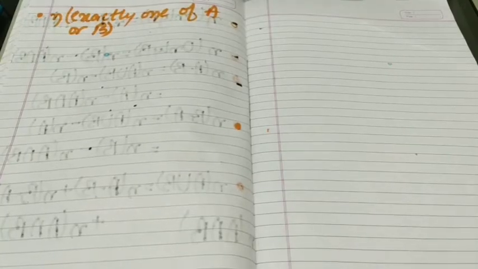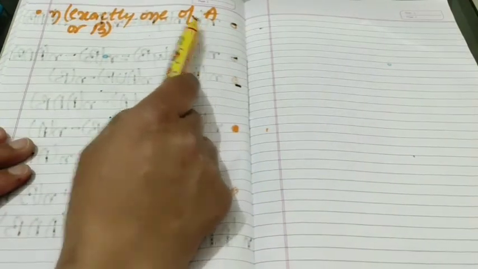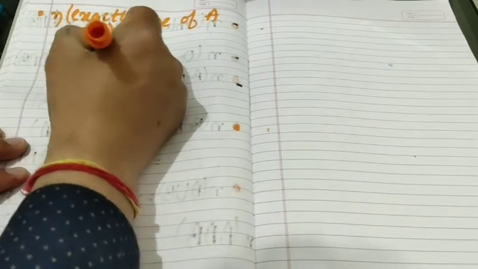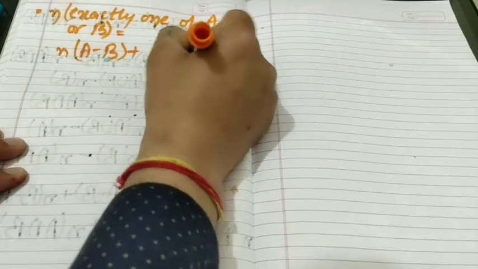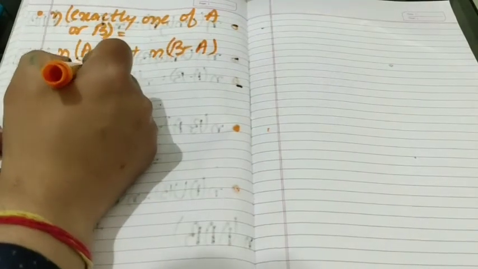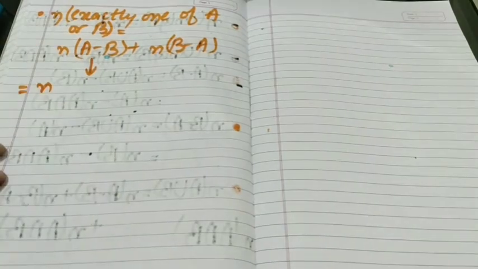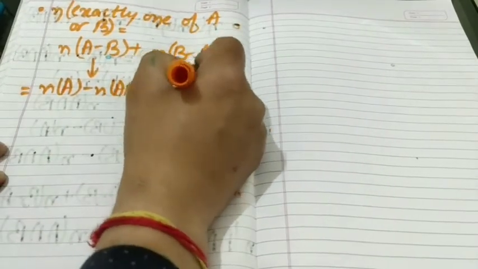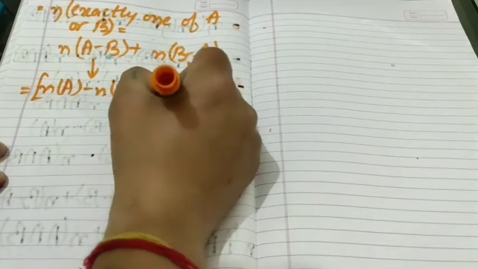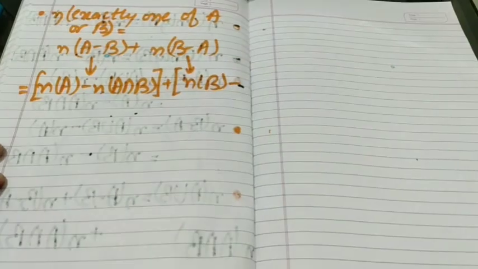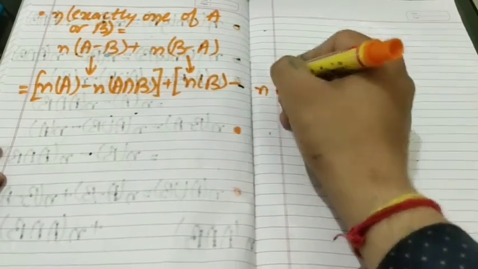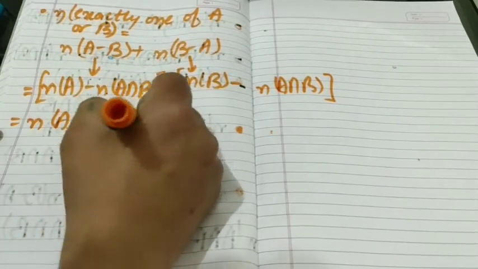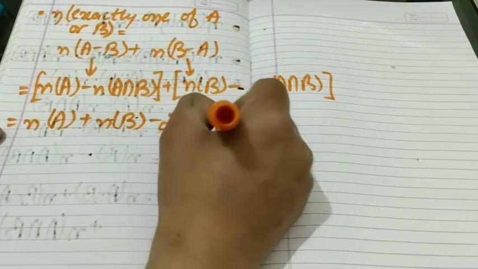And if we wish to find the number of elements which belong to exactly one of A or B, for that we have to find the number of elements of A which are not in B and the number of elements of B which are not in A. So correspondingly they will become number of elements of A minus number of elements in A intersection B. In the same way, number of elements of B minus number of elements in A intersection B. So on solving this, we get number of elements of A plus number of elements of B minus 2 times number of elements of A intersection B.